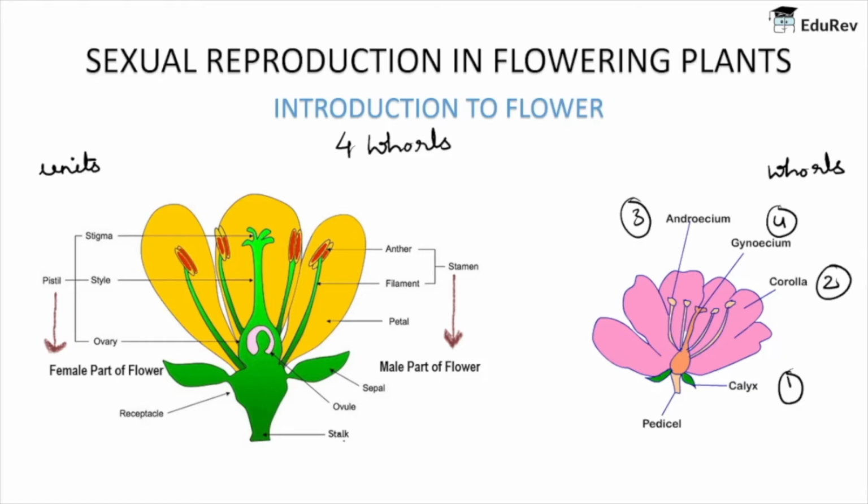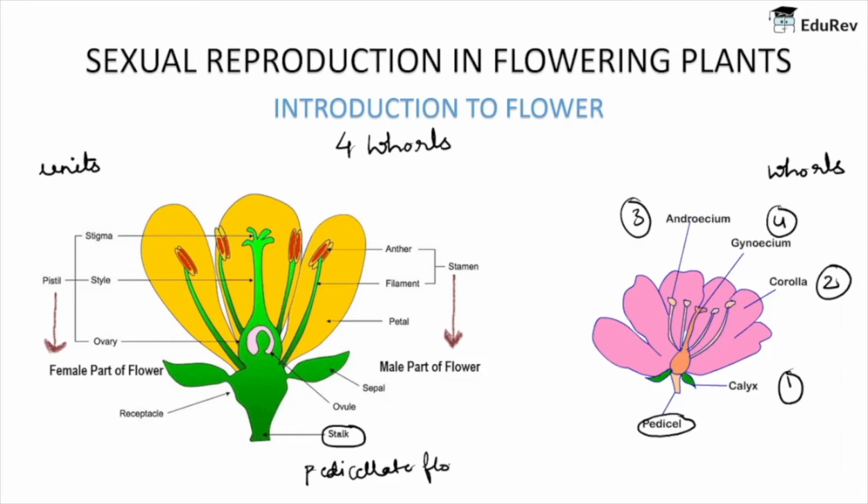Stalk is present at the base. As you can see, I am encircling it on the left side of the flower. This stalk is called pedicel. You don't have to get confused between stalk and pedicel because they are the same. Flowers in which you will find the stalk present are called pedicellate flowers.